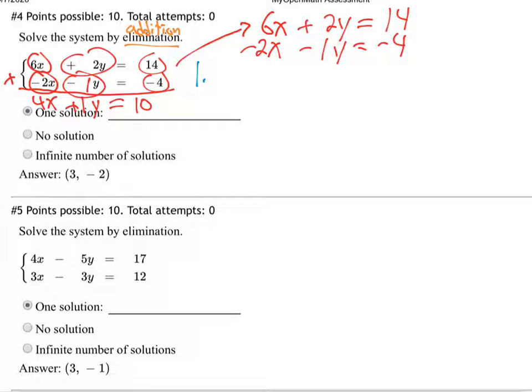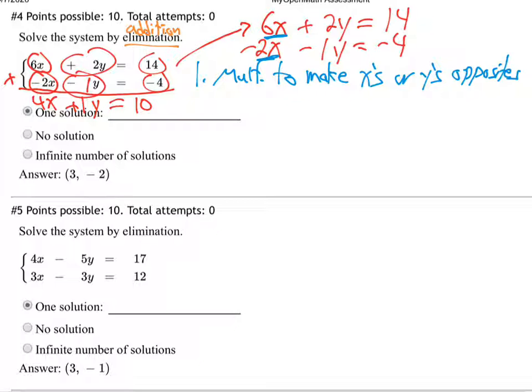So that didn't work. So step one, multiply to make the x's or the y's opposites. Meaning, we've got to make these two x numbers be opposites. Like I could make that a plus 6x, and if I multiplied the bottom one by 3, that would make that minus 6x. That would work. Or you could do the y's. You could make the y's be opposites. You could multiply that one by 2, and then it'd be plus 2y and minus 2y. Those would be the opposites. And then add.